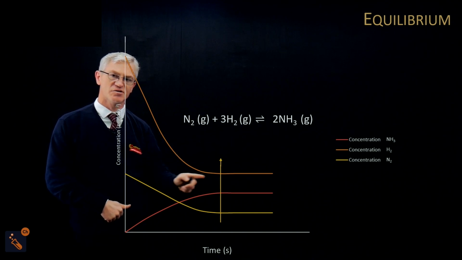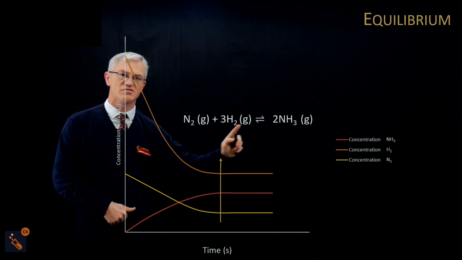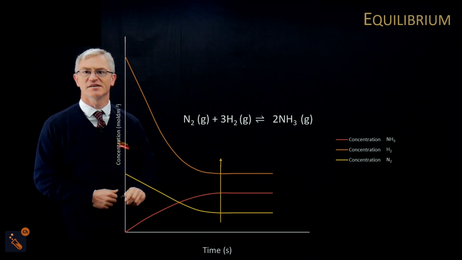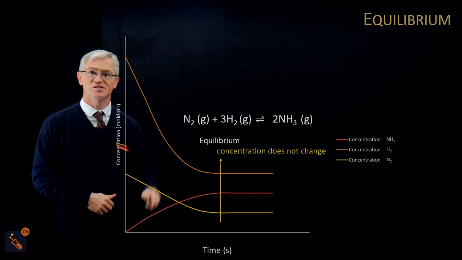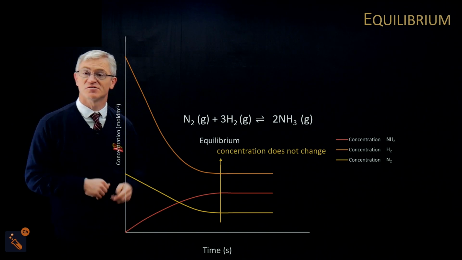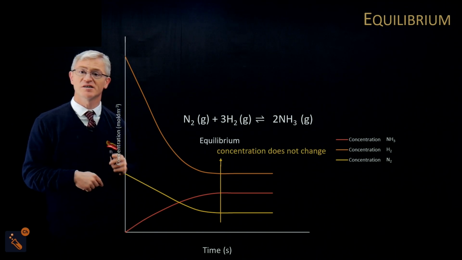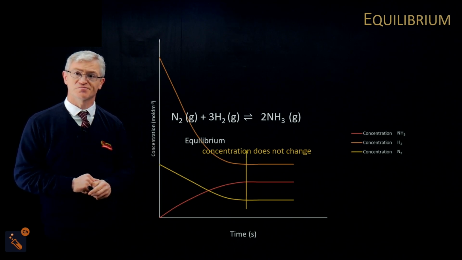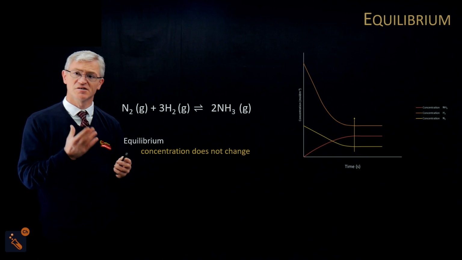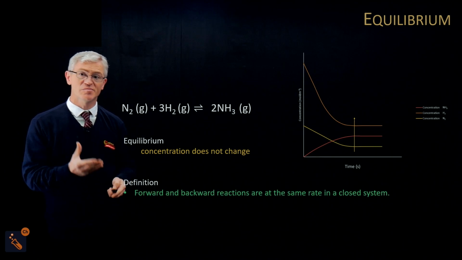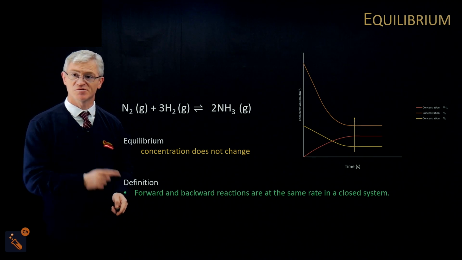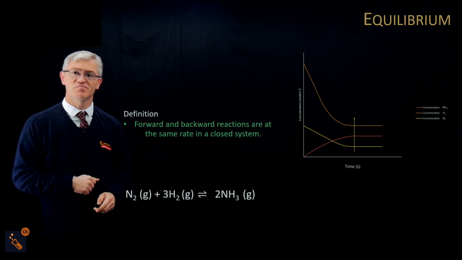And you can see that all of these are staying at the same concentration. That is our position of equilibrium, because the concentration does not change, because the forward and backward rates are exactly the same. Remember that definition: forward and backward reactions are at the same rate in a closed system. Green, because you need it, okay?